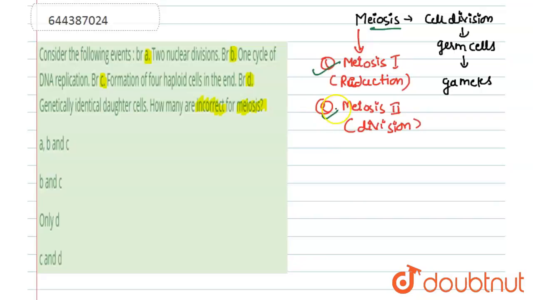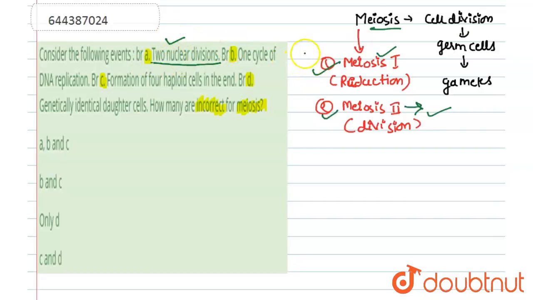Chromosomes are split only in anaphase 2 of meiosis 2. In meiosis 1, there is a chromosomal division to the opposite poles without splitting the centromere. So our first event, two nuclear divisions, is correct.